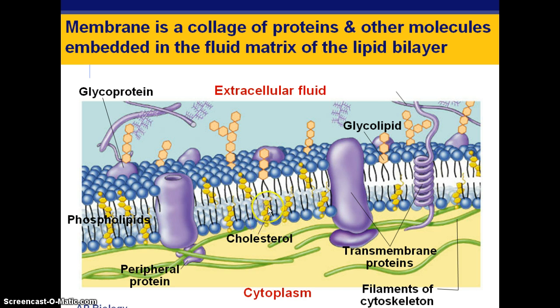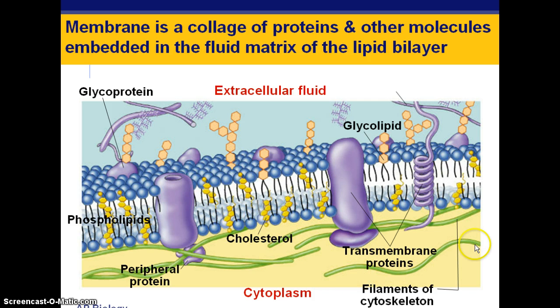We also have cholesterol in the membrane, which serves a role in the movement of these phospholipids. So the phospholipids aren't stagnant, they're actually fluid, and they move laterally, and they can also flip-flop from the top and the bottom of the bilayer. So cholesterol actually puts kinks in the membrane and changes the fluidity of the membrane.